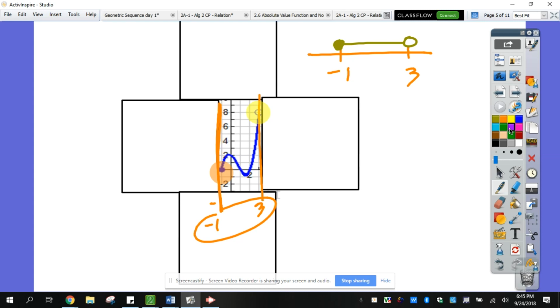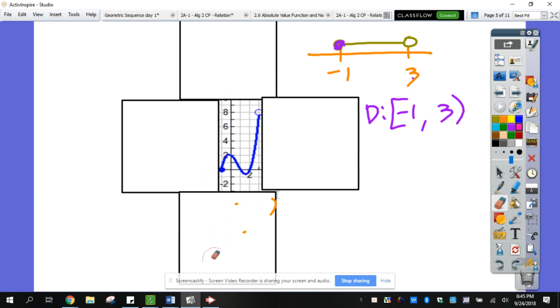So therefore the domain is going to be a bracket because this is closed, -1, and 3 with a parenthesis. That's the domain there. It goes from left to right. From left here to the right side. That's the domain. Okay? Next, let's find the range here.